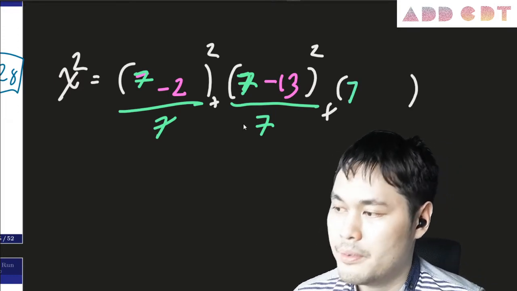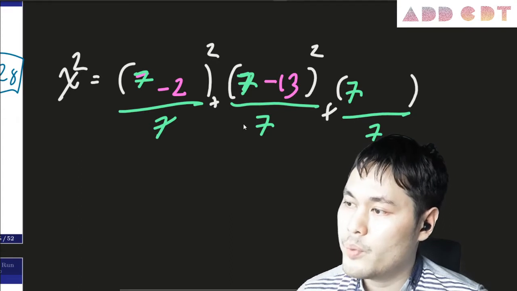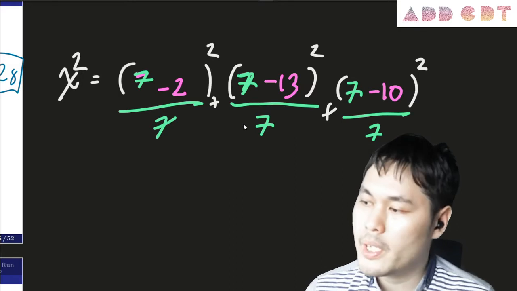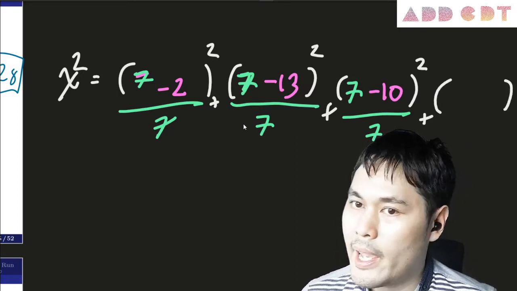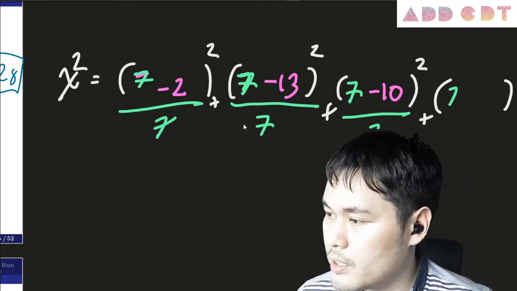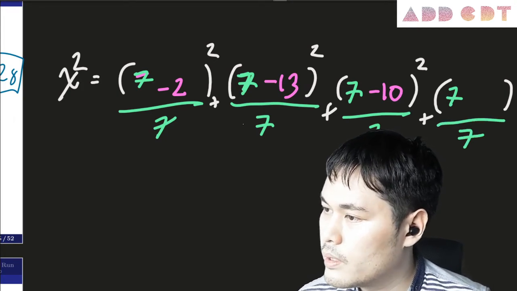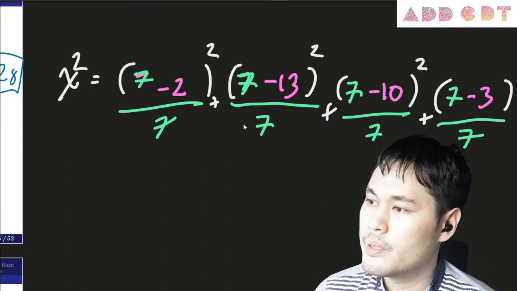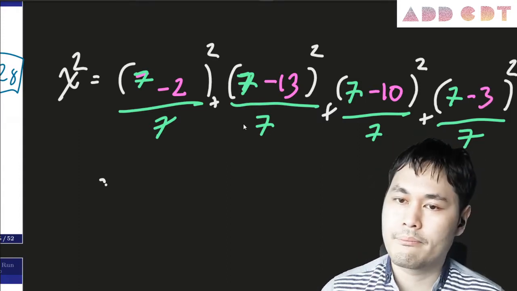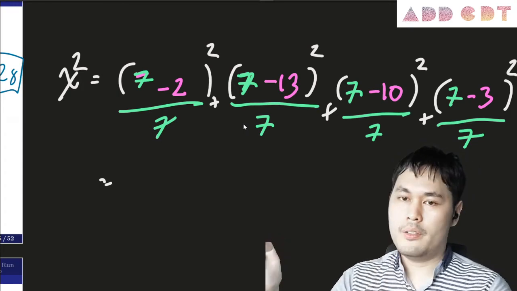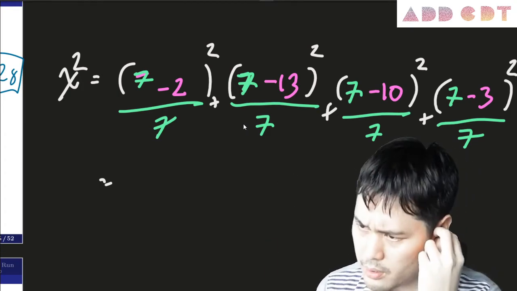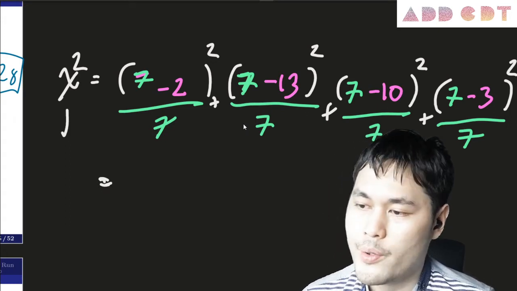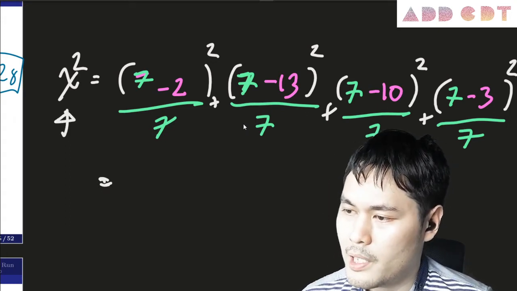Right? We expect to see 7, but we actually see 10. So that's 7 minus 10, the whole thing squared, divided by 7. And finally, again we have 7, and our sample is 3, squared. Now the sum of these 4 values is what we want. That is the chi-square. Okay, so that's 7 minus 2 is 5.